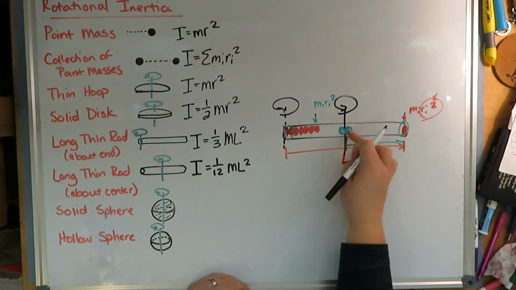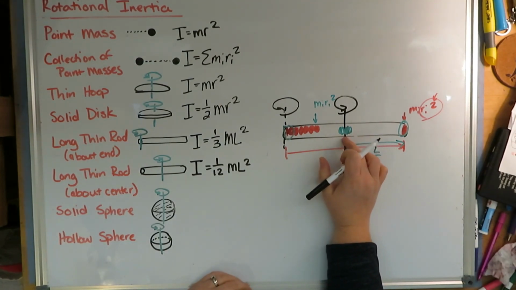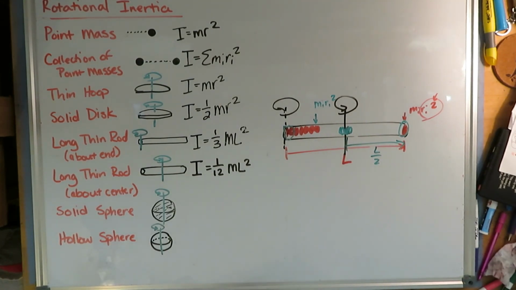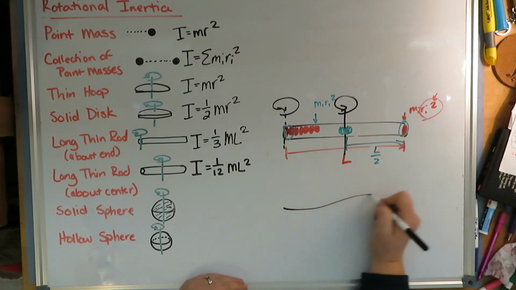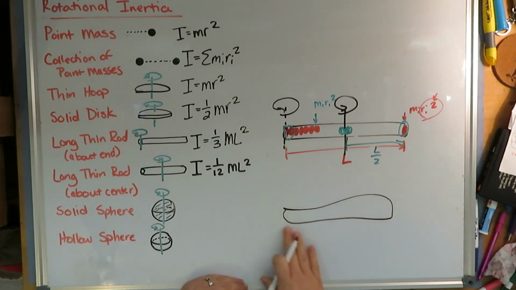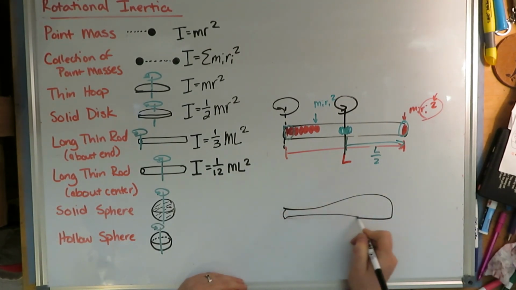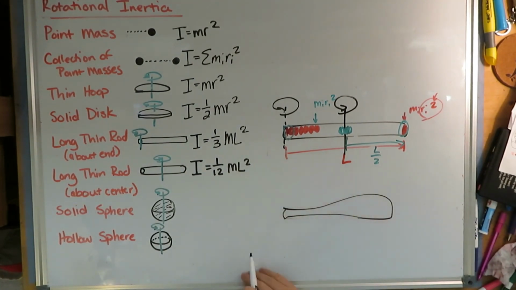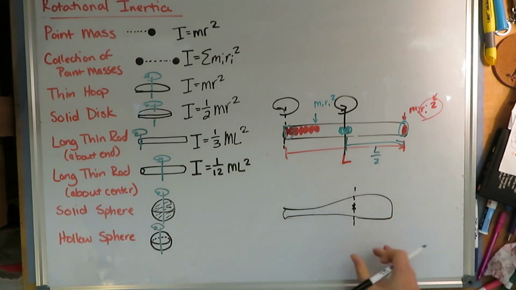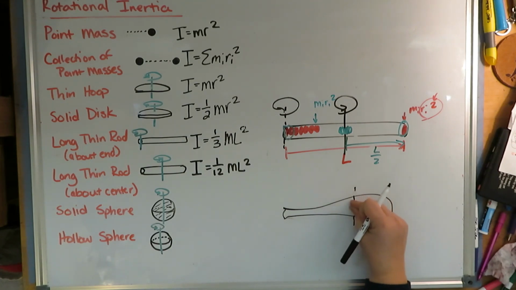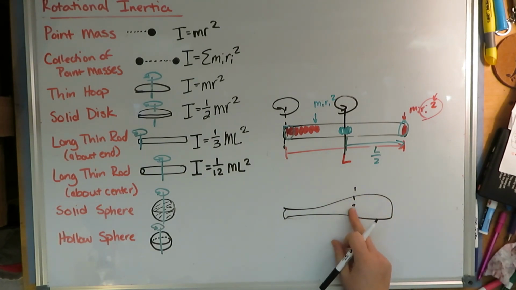So if you make your axis of rotation the center of mass of an object, that will always give you the lowest moment of inertia possible. So if this was a non-uniform rod, maybe like a baseball bat or softball bat, oh, that's a really bad bat. Okay, something like that. The center of mass of this is not going to be in the center of the object. So say the center of mass is right here. If I wanted this bat to have the lowest moment of inertia possible, I could hold it here, and that would give me the lowest moment of inertia.